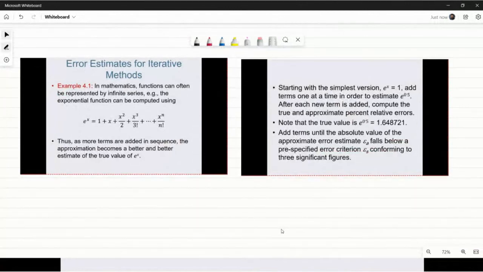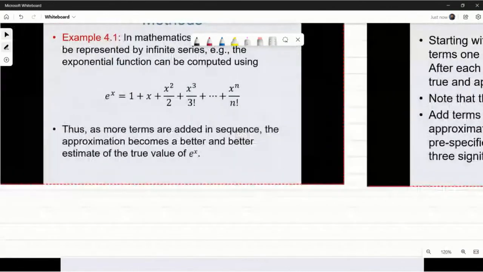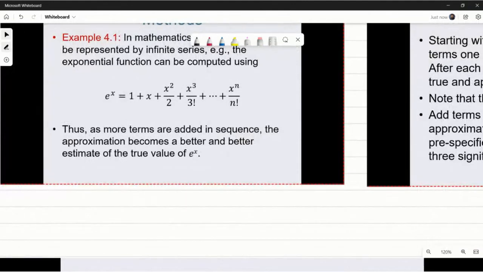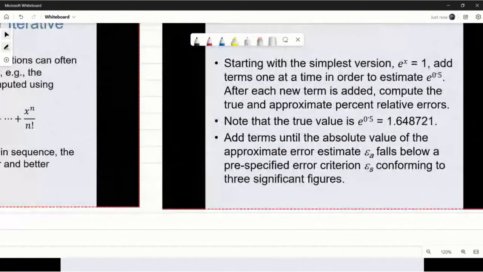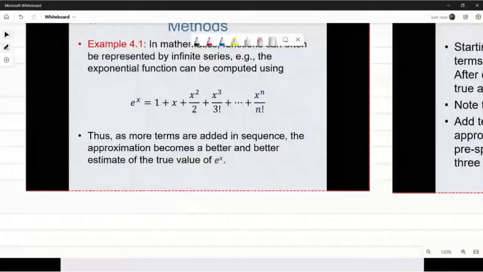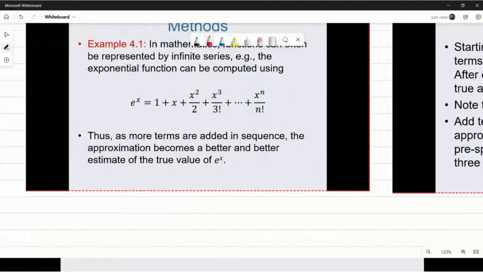It says in mathematics, functions can often be represented by infinite series. For example, the exponential function is given by this infinite series. Exponent of x is 1 plus x plus x square over 2 factorial plus x cube over 3 factorial plus x4 over 4 factorial plus x5 over 5 factorial, and so on. The more terms we add, the approximation becomes better and better to estimate the true value of the exponent of x. He's saying starting with the simplest version, exponent x equal to 1, which is just taking the first term of the series.